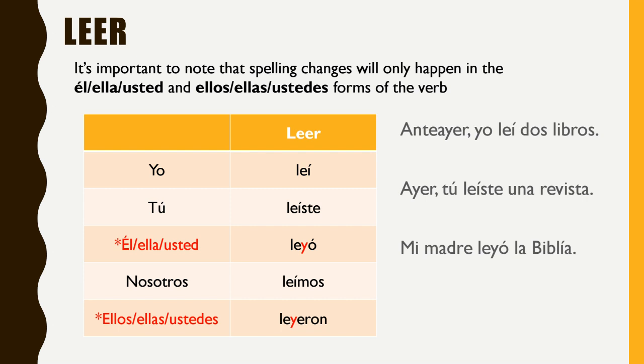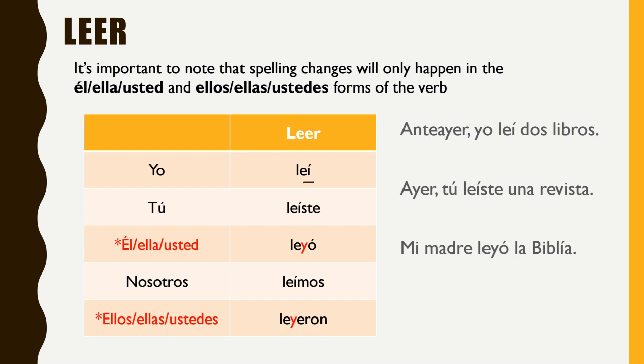Okay, so let's take a look at each of these verbs so that you can see why we call them I to Y spelling changers in the preterite tense. We'll take the verb leer first. So the verb leer, when it gets conjugated in the preterite tense, becomes leí, leíste, leyó, leímos, leyeron. Now you can see where we have the Y, but you might not understand how we got there. So let me show you.